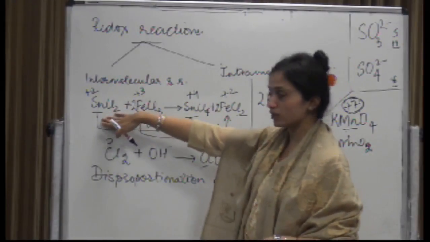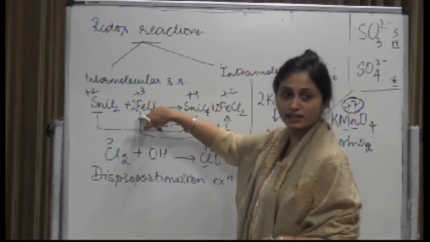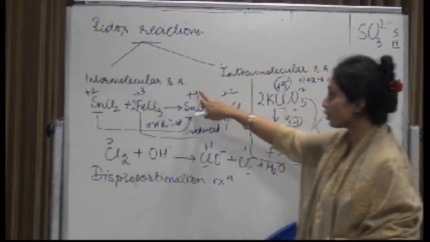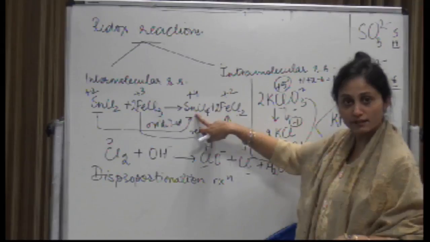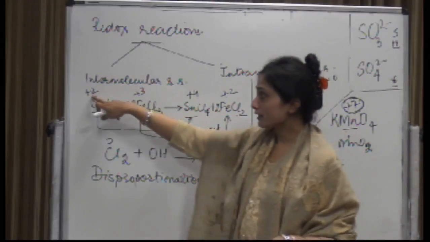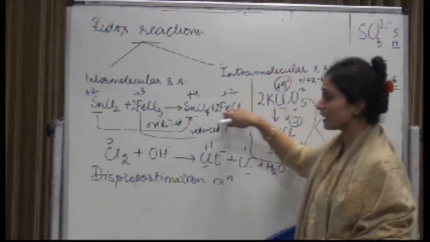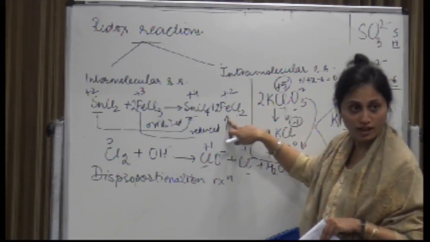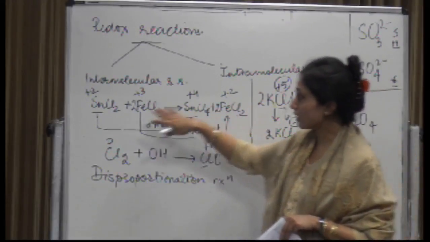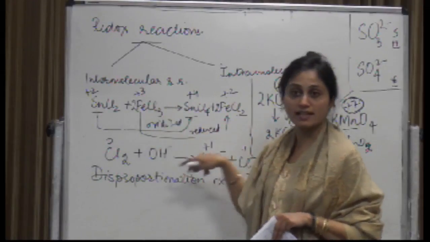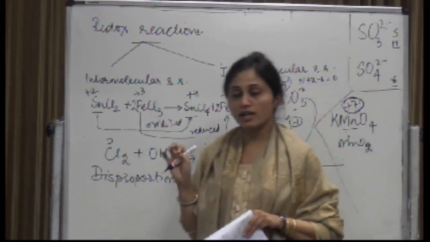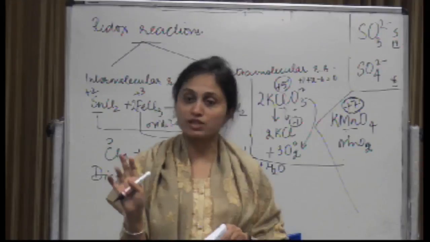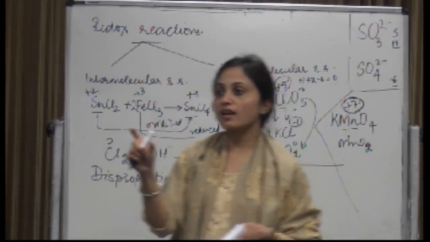You have two compounds, and one element of each compound is separately getting oxidized and reduced. For example, you have two compounds here, SnCl2 reacting with FeCl3. In SnCl2, Sn is getting converted from +2 oxidation state to +4 oxidation state because SnCl4 is getting formed. And FeCl3 is forming FeCl2, so iron is going from +3 to +2. So here tin is getting oxidized and iron is getting reduced. So intermolecular redox reactions are the ones in which two elements of two different compounds are getting oxidized and reduced simultaneously.